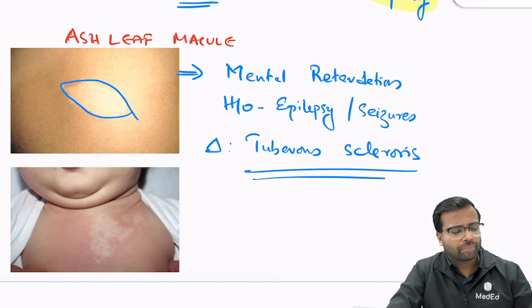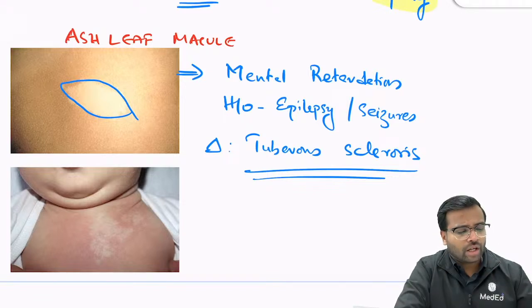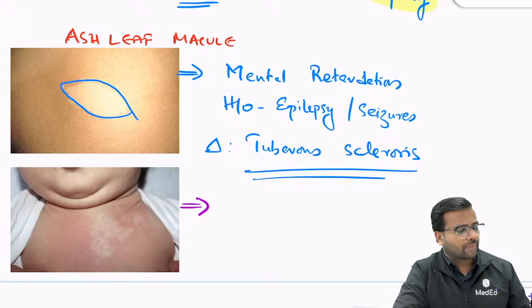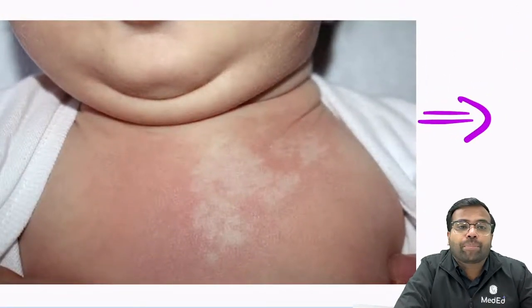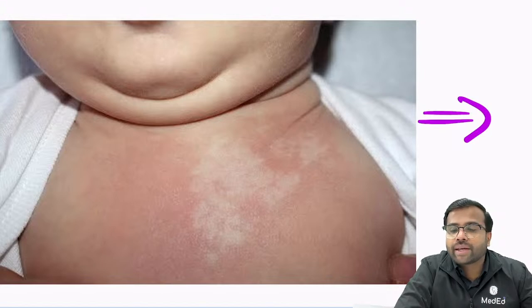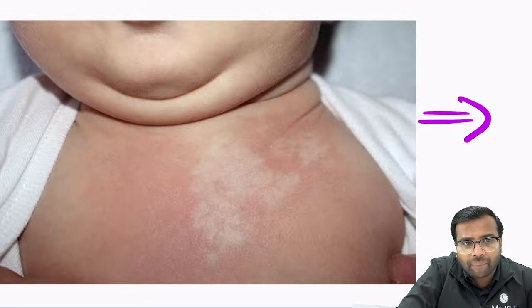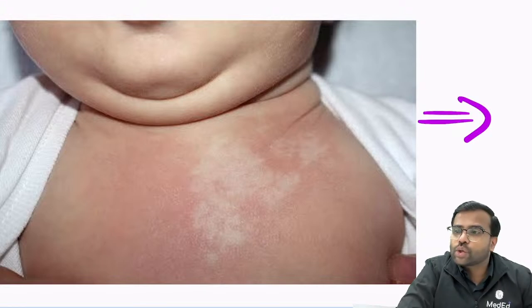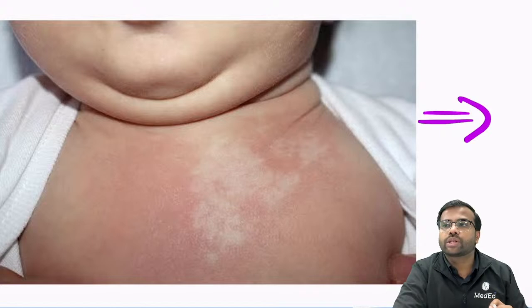Now you have a patient who is again a child. In this child, you can see that there is a localized area of hypopigmentation. What am I going to do now? You can see that there is some erythema underneath as well. So now I'm giving you an example. You just need to tell me what the diagnosis is here.